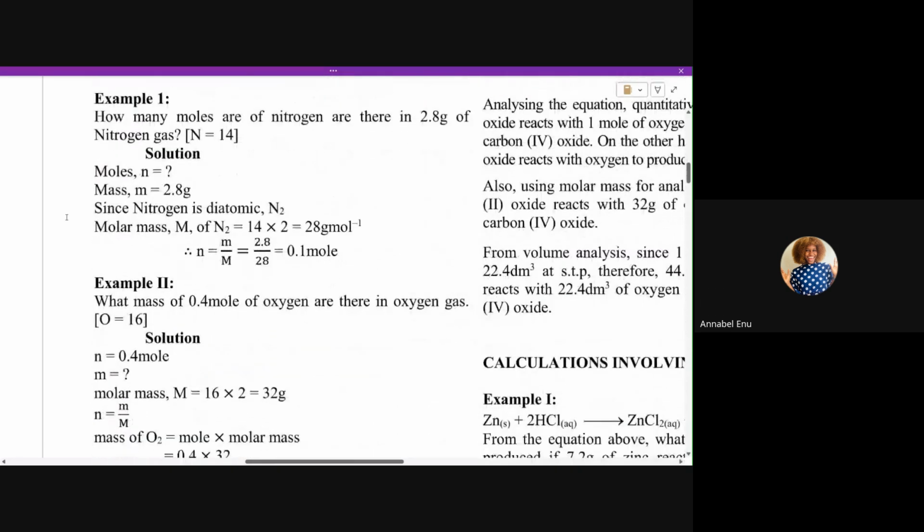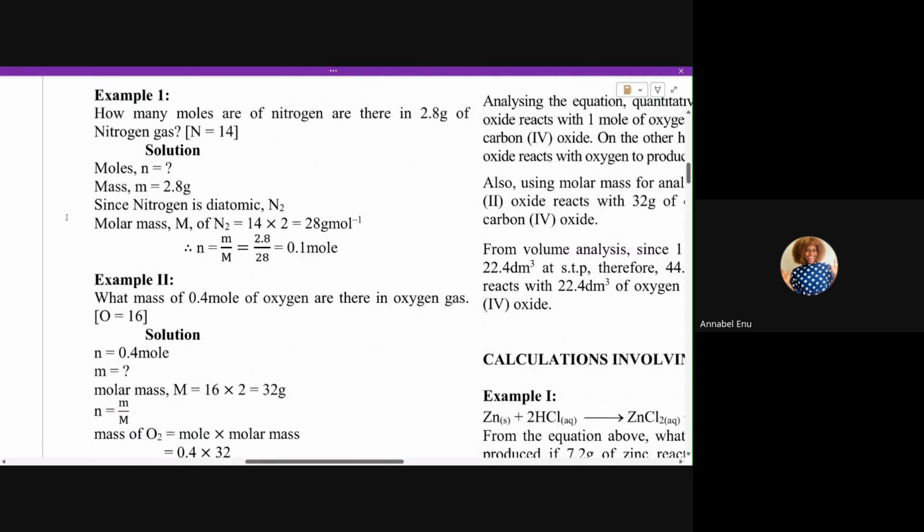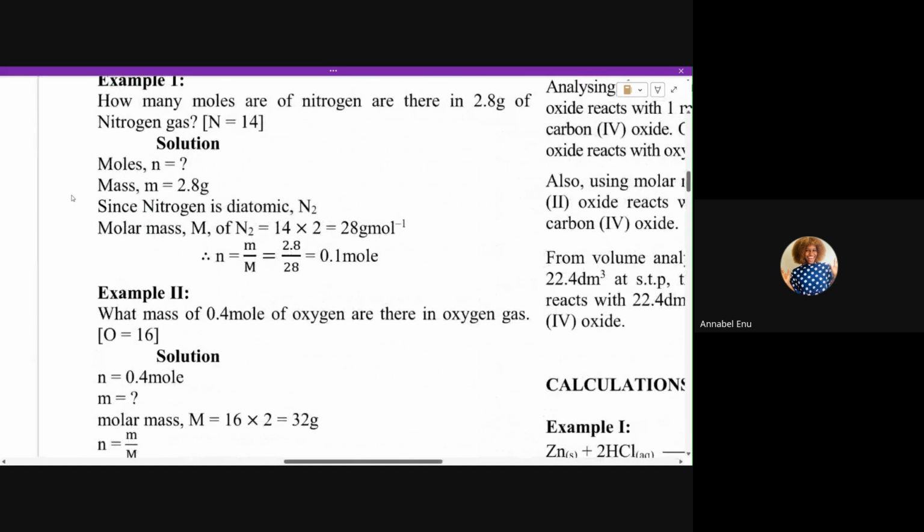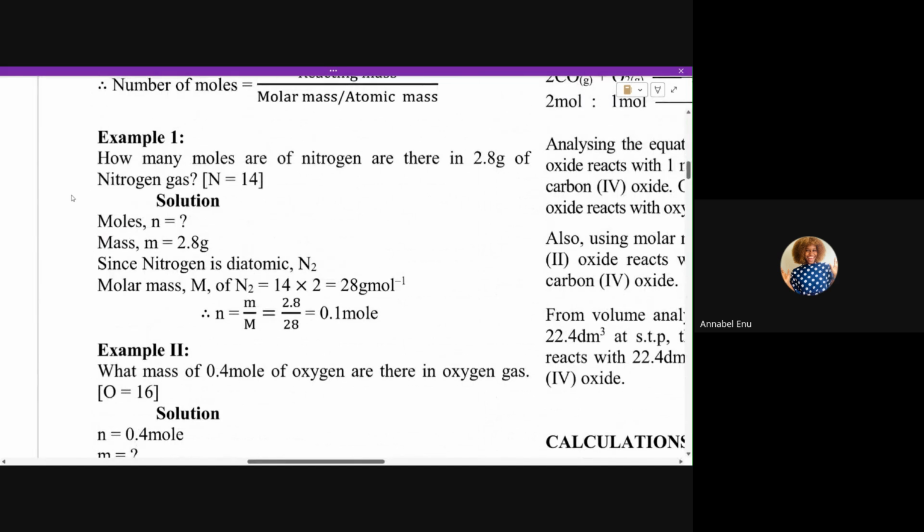Now we have a basic and simple question here on the screen. It says, how many moles of nitrogen are there in 2.8 gram of nitrogen gas? When we say nitrogen gas, we mean the diatomic nitrogen, nitrogen in nature.